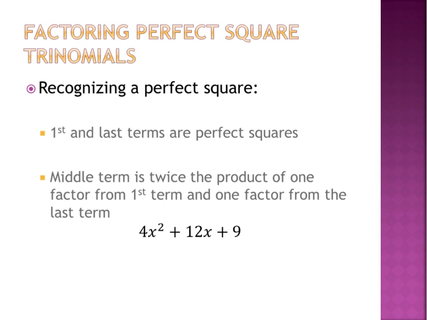In order to recognize that you have a perfect square trinomial, you need to look at the first and the last terms. If we look at this example down below, we can see that the first term, which is 4x squared, is a perfect square. Okay, that's because if I take the square root of 4x squared, this is really going to give me 2x. My last term, 9, is also a perfect square because the square root of 9 is equal to 3. So that's going to meet my first set of criteria. Then my second set of criteria says that the middle term, or in this case the 12x, is twice the product of one factor from the first term and one factor from the second term.